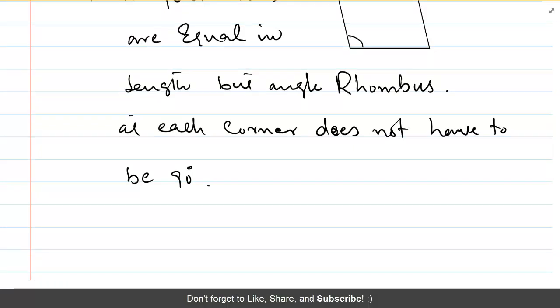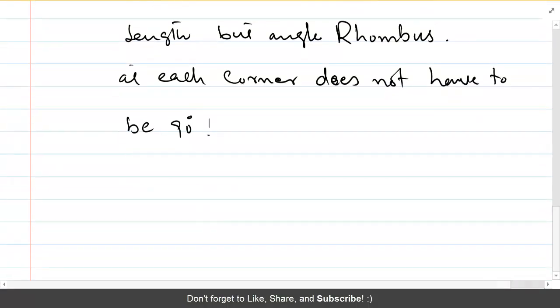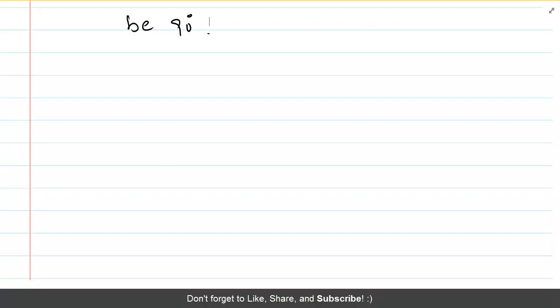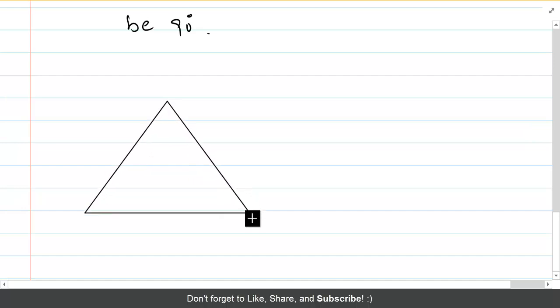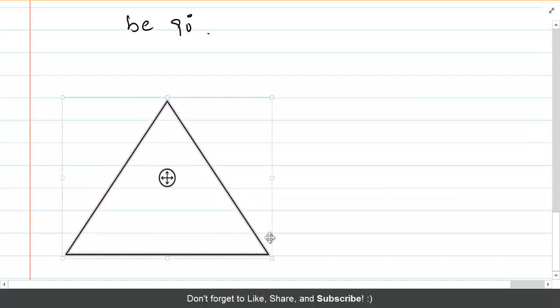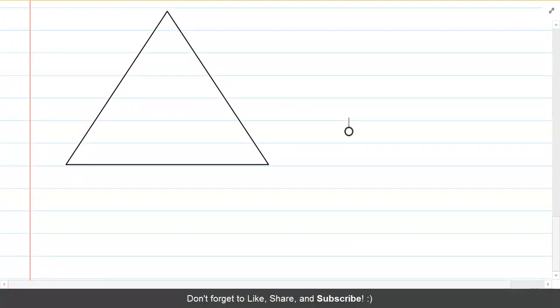that family. Now let's get to another family called triangles. So here we have a triangle, and the triangle, as is clear from the name, has three corners, three vertices, and three sides. Let's name this triangle A, B, and C.